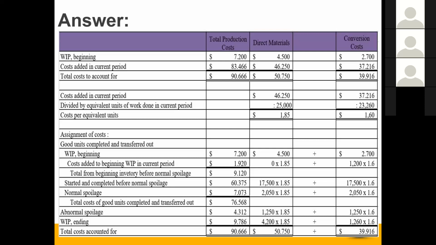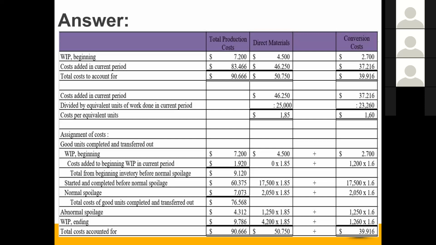Assignment of cost. Good units completed and transferred out. WIP beginning total production cost is 7,200, and direct material is 4,500, plus the conversion cost is 2,700. The cost added to beginning WIP in the current period is 1,920. Direct material is 0, and the conversion cost is 1,200 times 1.6. And the total from beginning inventory before normal spoilage is 9,120.